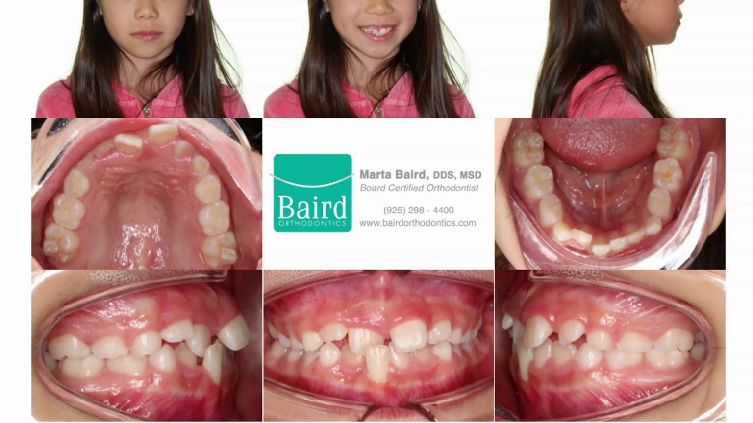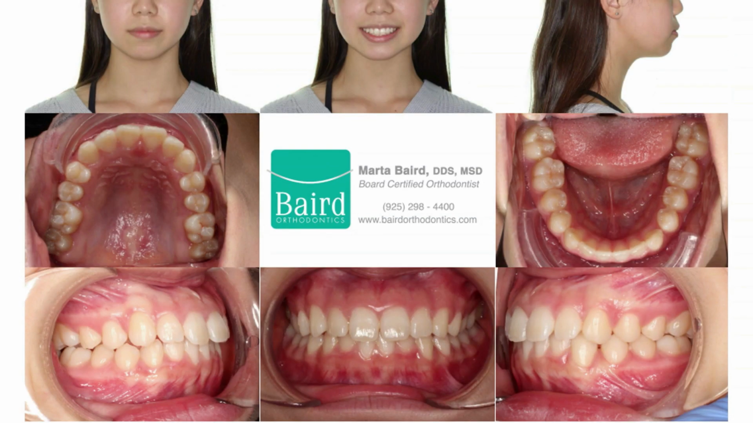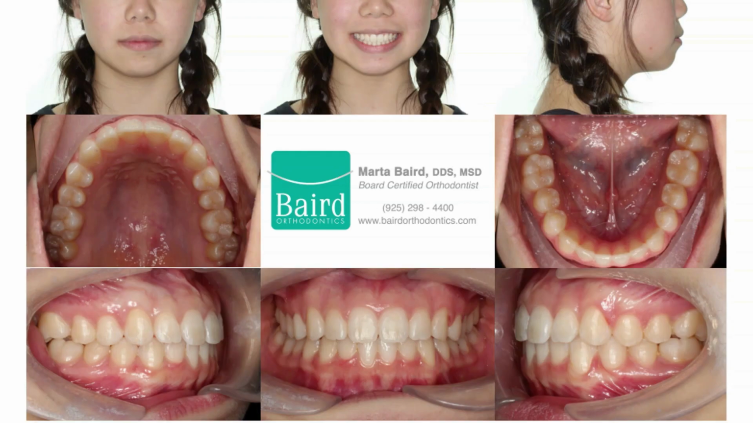Here's an example of a patient with a narrow maxilla and an anterior crossbite. This patient was treated with an expander and braces for her phase 1 treatment. When she returned for her phase 2 evaluation, she had mild spacing in the upper arch and mild spacing in the lower arch. She also had slight imperfections in her smile aesthetics. This patient was treated with Invisalign for 15 months for her phase 2 treatment. Notice the improvement in alignment, space closure, and smile aesthetics.